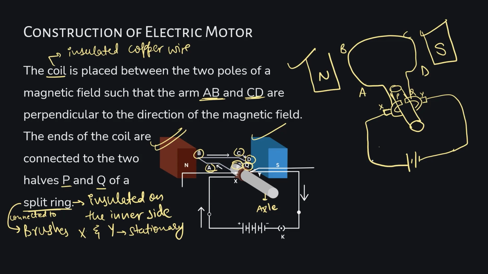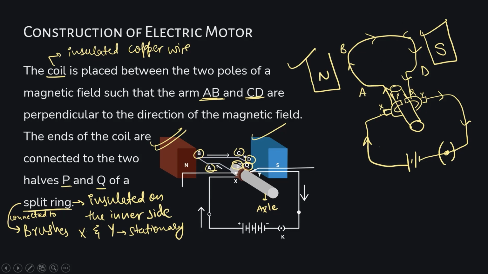Okay, and these brushes are then connected to the battery, and that is how the circuit is completed. You can have a key here also. So current will flow in this direction. The current obviously flows from the positive of the battery to the negative. It goes to this brush X. From this brush X, it goes to the split ring. From the split ring, it goes into the coil like this. And it comes back to the battery like this. Okay. So this is how current flows in this setup of an electric motor. So I hope that is clear to you now.